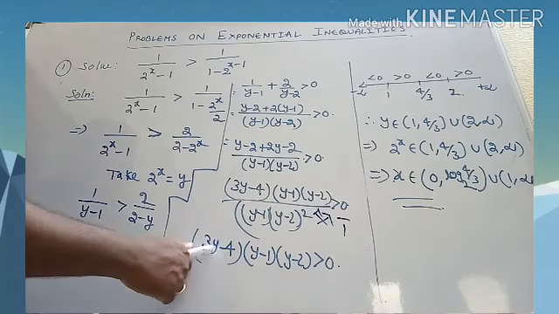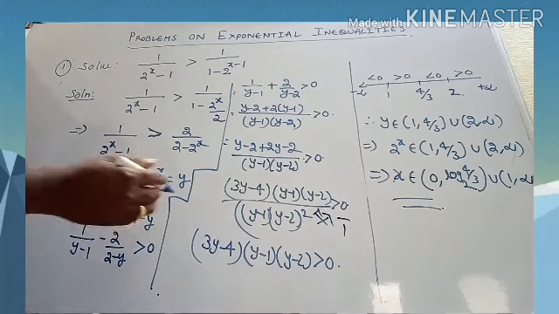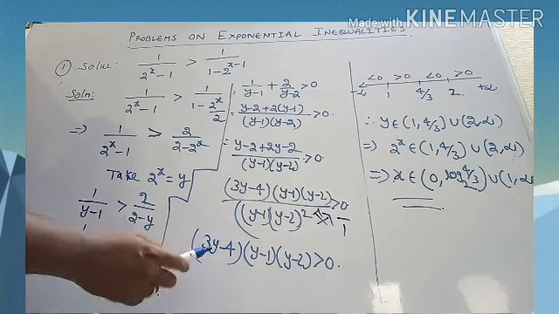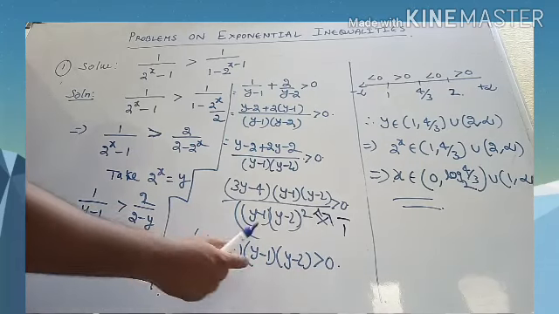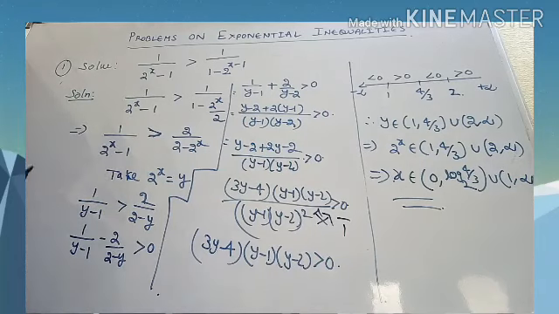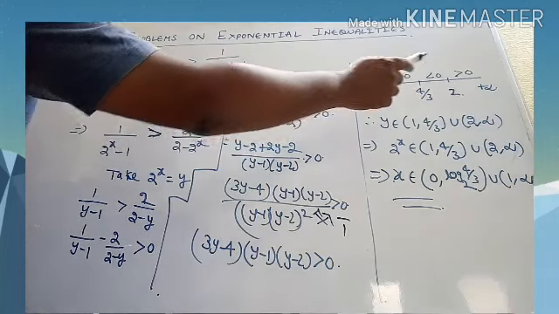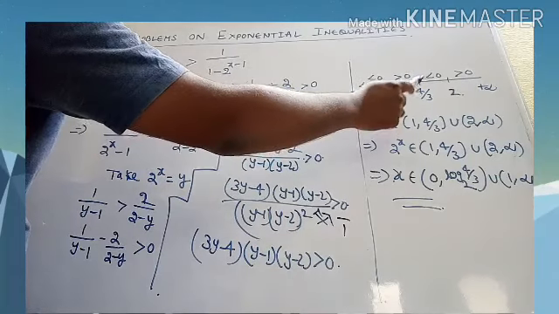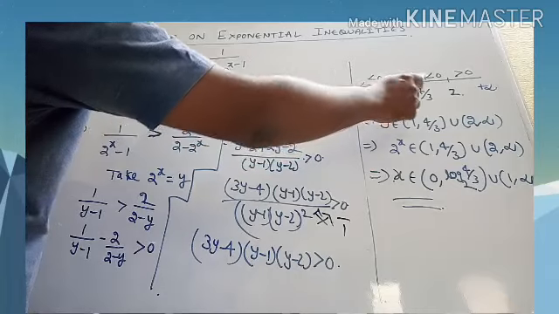Then you have 3y minus 4, y minus 1, y minus 2 greater than 0. By the method of intervals, the critical points are 1, 4 by 3 and 2, in ascending order. Now this is the real number line, minus infinity to plus infinity, with 1, 4 by 3, 2. It is divided into 4 intervals.